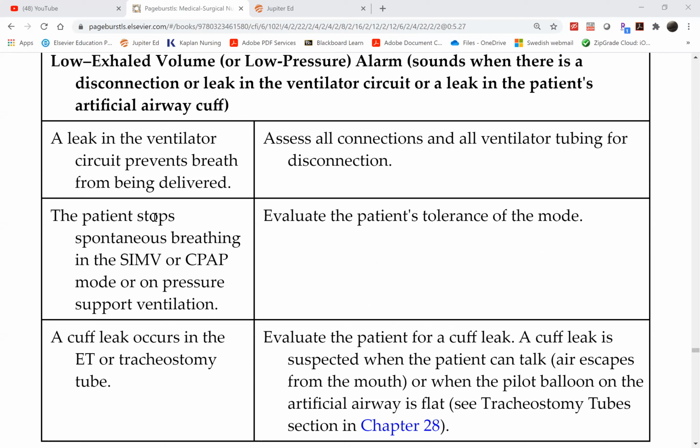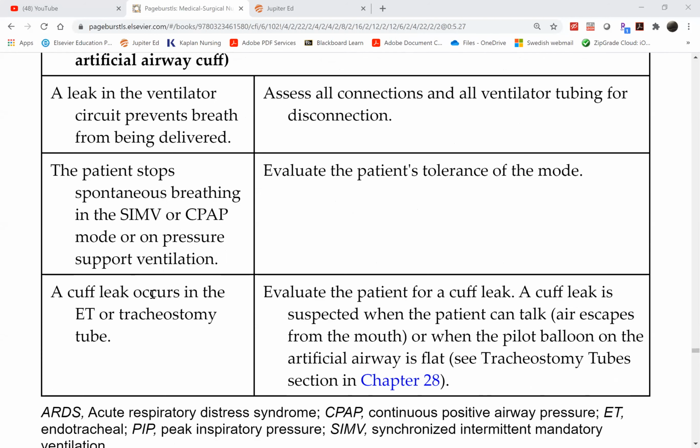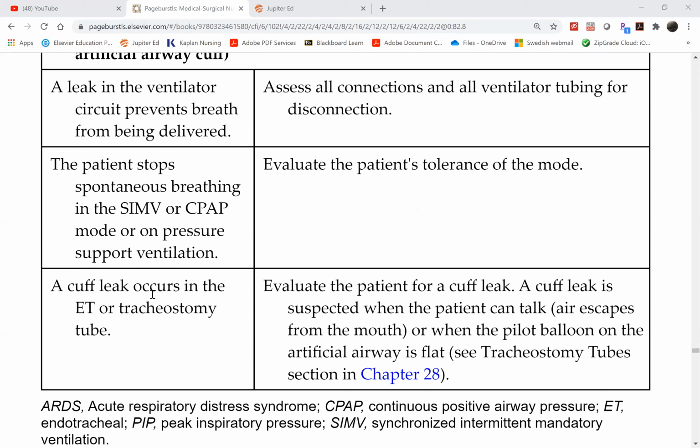These are your causes. There's a leak in the tubing, or the patient stopped breathing, or there's a cuff leak, or maybe the patient extubated themselves. The patient is awake and pulled out the tube, so the tube is on their stomach or on the floor. So there's no more pressure. Then you get a low pressure alarm.